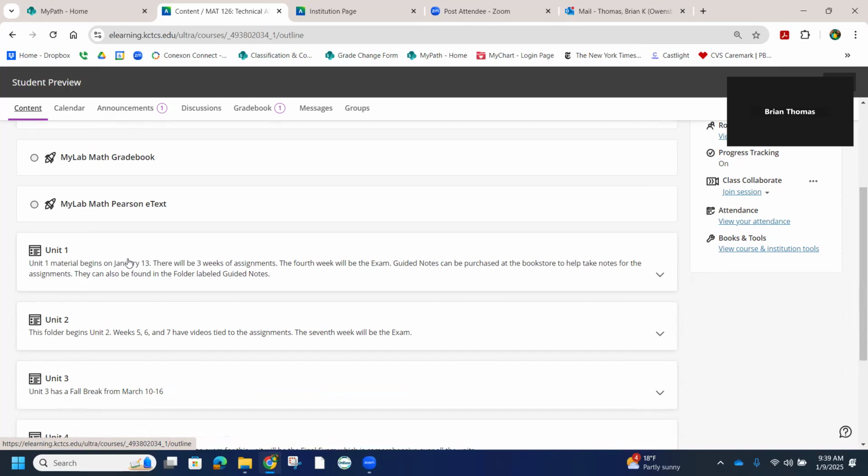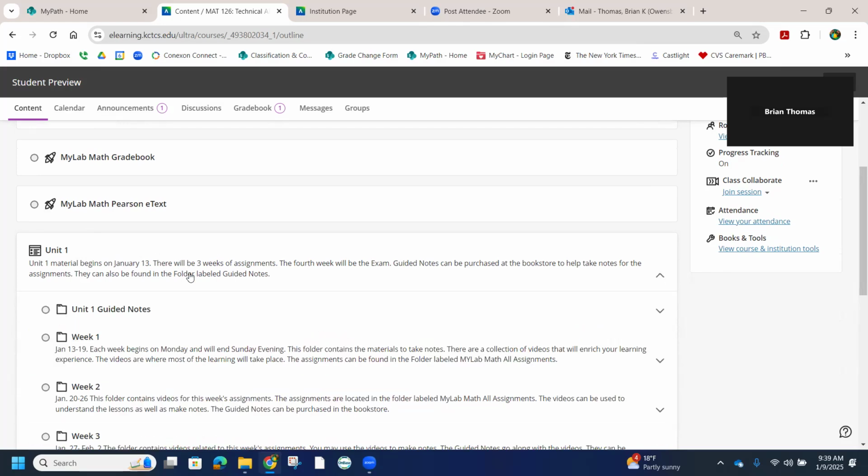So you can purchase guided notes in the bookstore to help you keep up with notes. Unit 1, again, you could do the guided notes here, or again, you could just purchase them at the bookstore. They're probably like $13 for the whole binder. So you can use those to take notes for the class.